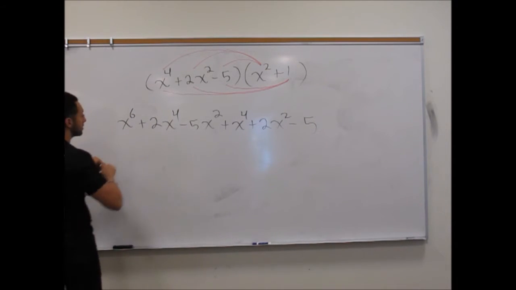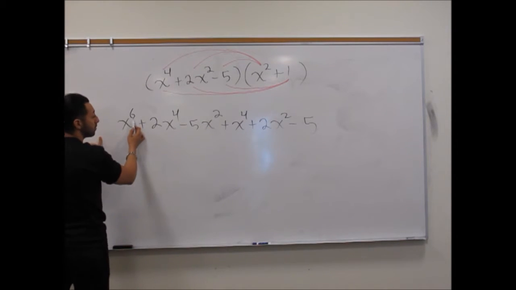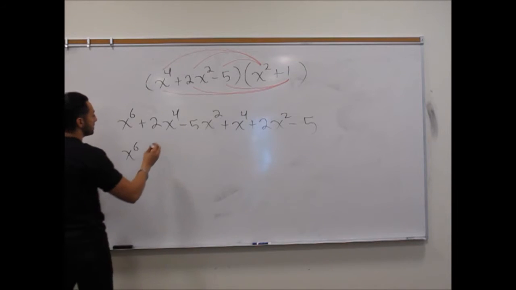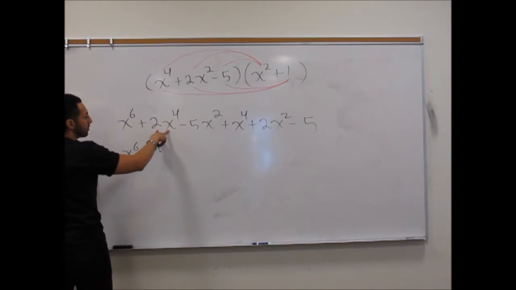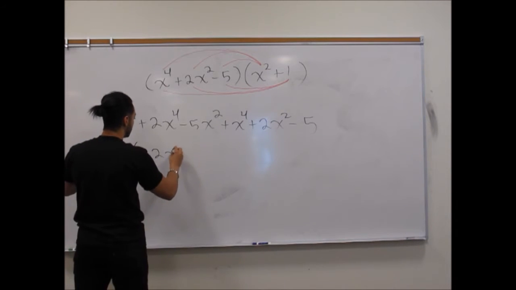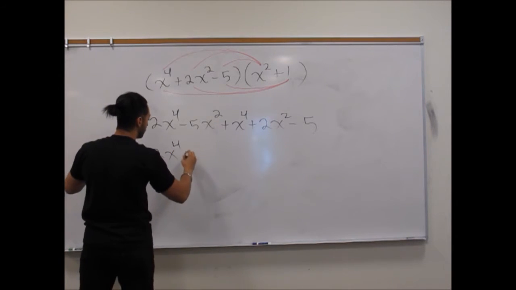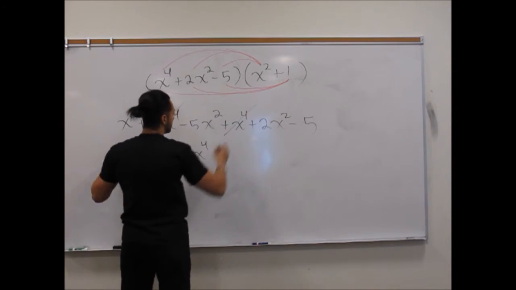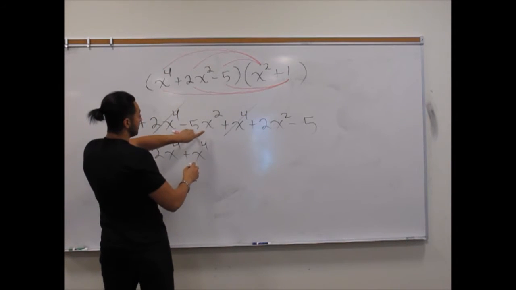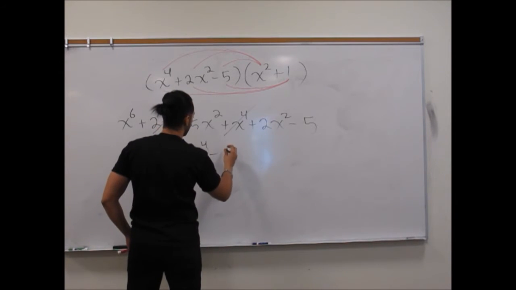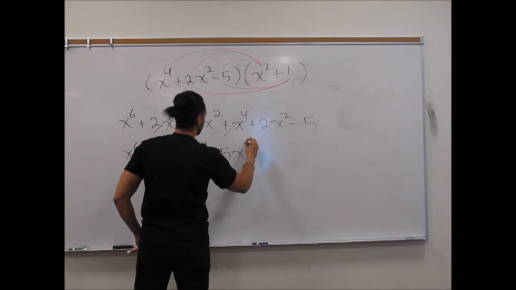So x to the 6th, there's nothing else to the 6th power, so I can't combine anything with that. But here I see that I have the 2x to the 4th and the x to the 4th here. So before I combine them, let me just write them next to each other really quick. You don't have to do that in the future, I'm just doing that for this video. So I just put these guys next to each other, and then I noticed there's a negative 5x squared and a 2x squared. So before I combine them, let me just write them next to each other again.